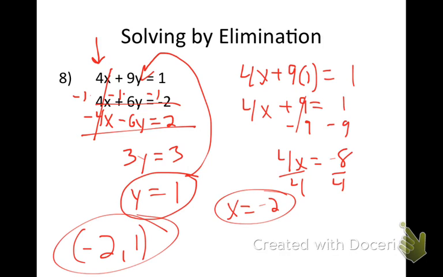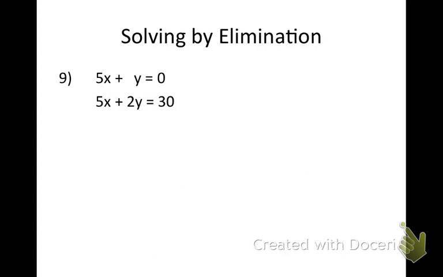Okay. Same thing on number 9. I'd want to do something here. Which one would you maybe want to change? Top or bottom one? I look at the top one. So yeah, I'd multiply the top one by negative 1 and then work it out. So on your own, try this one on your own here. Alright, so number 9 here.